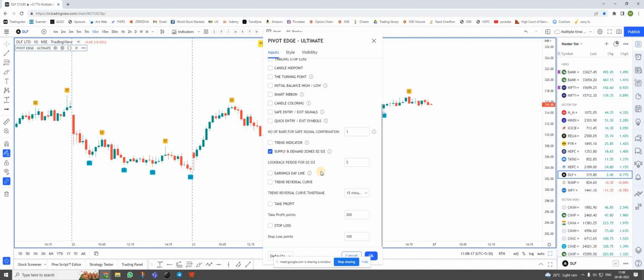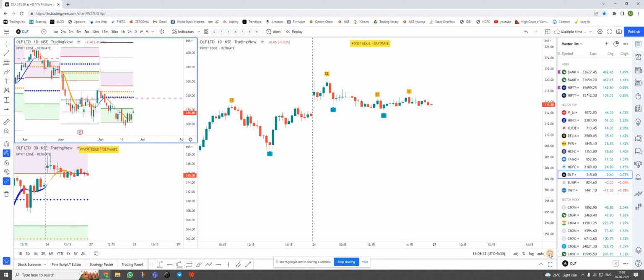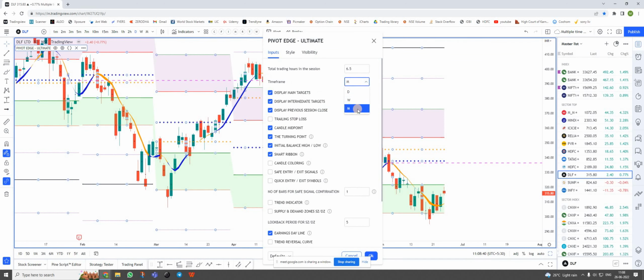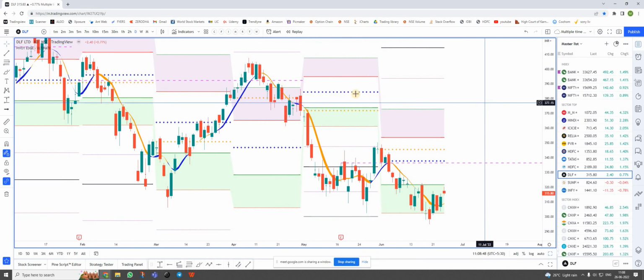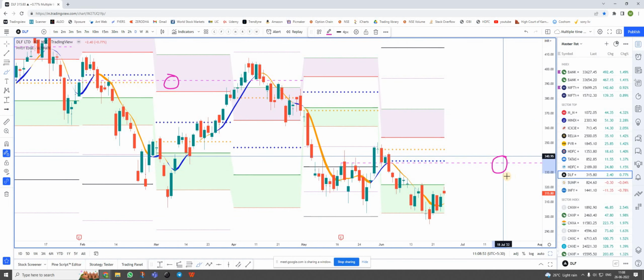Next comes the earning day line. This is also one important feature in this indicator. So for any stock, we have to go to the monthly time frame. So go to the indicator, and here you set it as month, okay, monthly time frame, and put this earning day line feature on, okay. So now you are going to get purple color lines plotted like this, a dotted line will be plotted.